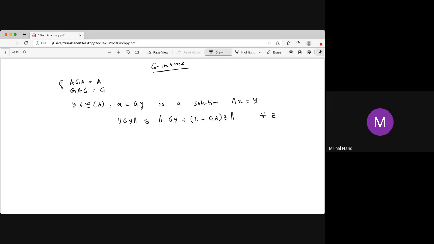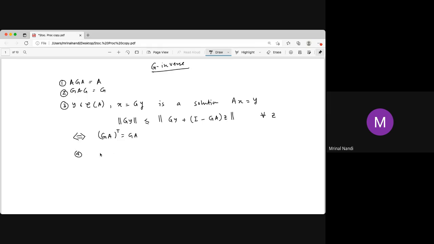One is the definition of the G inverse. Two is the definition of the reflexive G inverse. One and two give a reflexive G inverse. One and three give a minimum norm G inverse. And we proved that this holds if and only if GA is symmetric, so GA transpose is equal to GA. The fourth one is the least square G inverse.